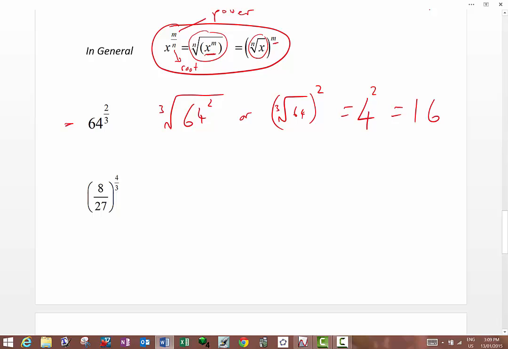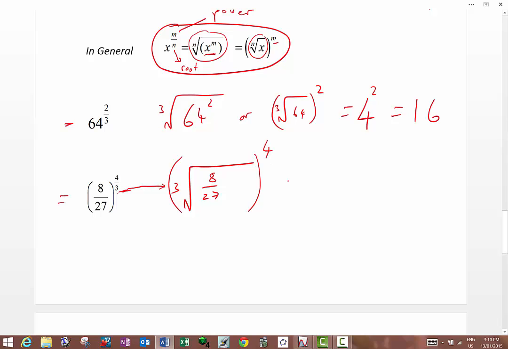It actually also applies to fractions in exactly the same way. Remember when we looked at this in grade 9 and earlier on this term, we can apply the root to both the numerator and the denominator at the same time. So 8/27 to the 4/3 really means the cube root of 8/27, because the denominator is 3, so that's the root, and then we're going to raise that whole answer to the power 4.